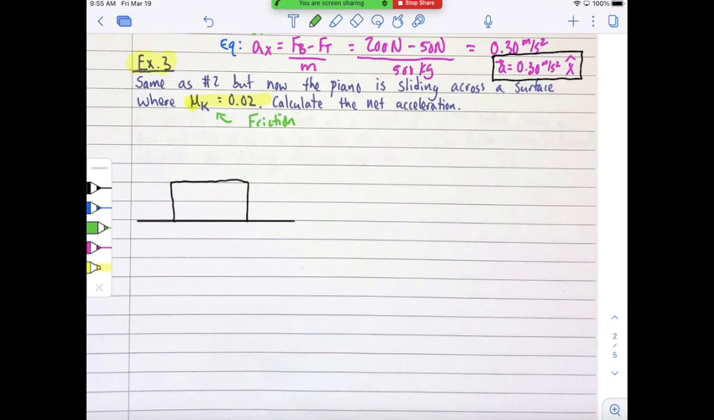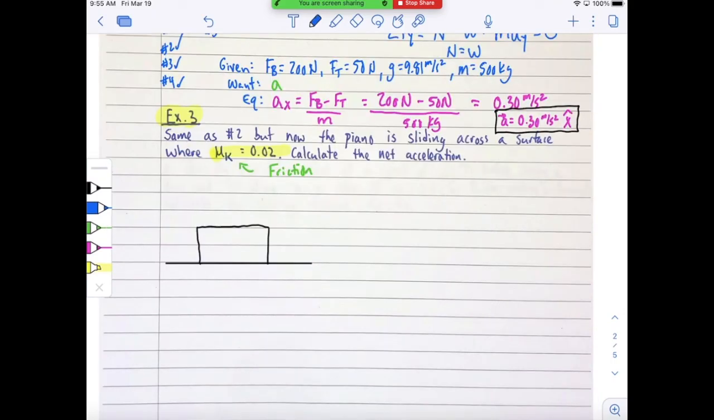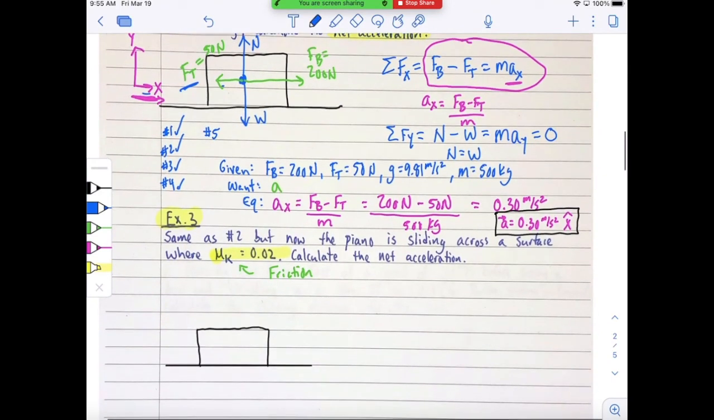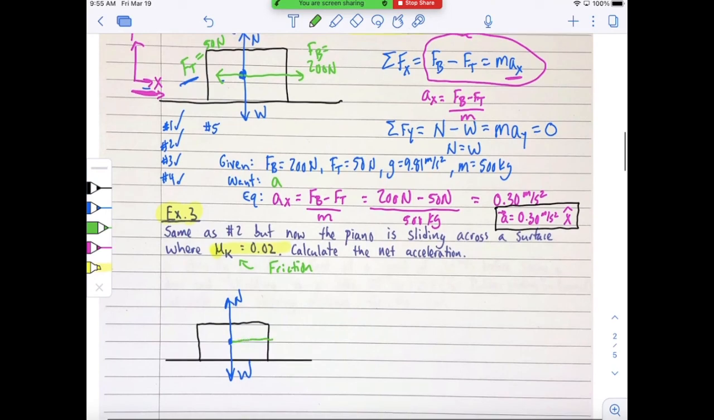All right, so first step for success, draw an FBD. It's going to be an almost identical FBD to the one up top. So I'm just going to say, okay, normal force going up, weight going down, and then we have the force of Bill to the right. That's 200 newtons. And then we have the force of Ted, unhelpful friend.